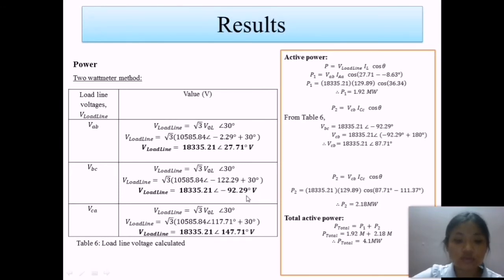And VCA uses this formula also, so we get 1835.21 V angle 147.71 voltage. And next one is to find the active powers.